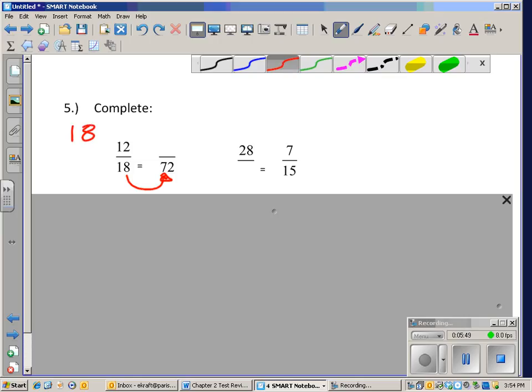18 times 4. Good. Very good. 72. So 18 times what? 4. Go ahead and write times 4. And what do you think you need to do to the numerator? Times 4. And so our missing numerator is 48. Excellent job. I hope you got the same answer.